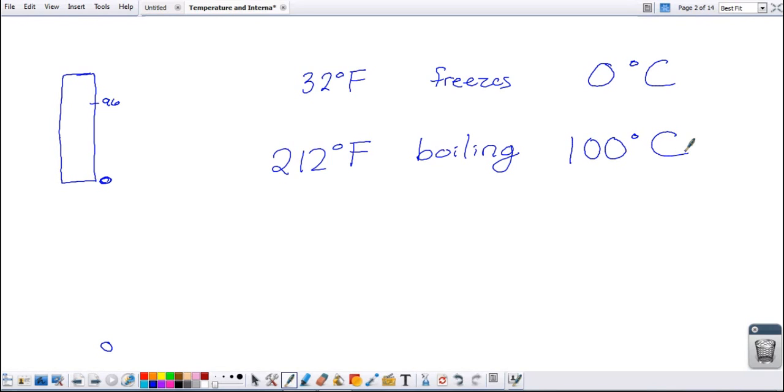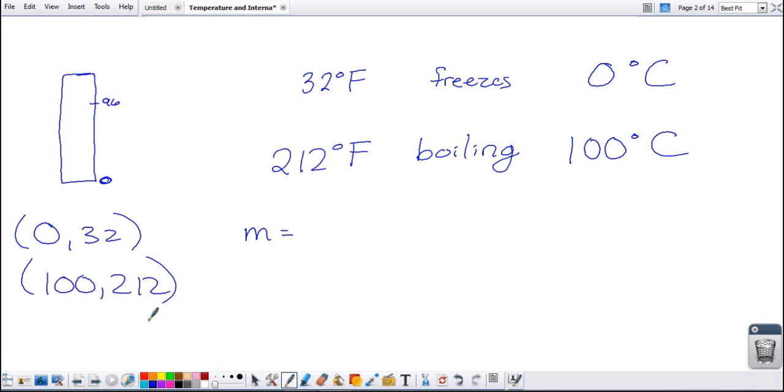Okay? And now we use both of these, and we need a way to get back and forth between the two. So one way to do this is to just go ahead and create a line of best fit, okay? So think of these as being points. All right, so let's make some points. So we're going to make the point 0, 32, and another point 100, 212, okay? And then we're just going to simply find the line of best fit for this.